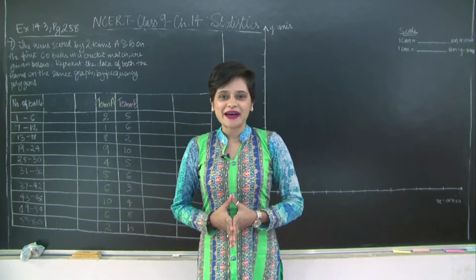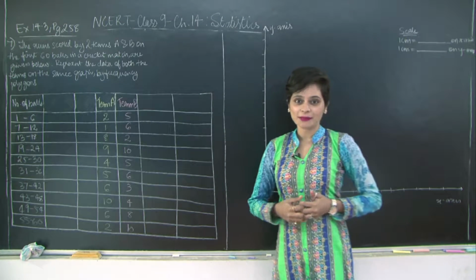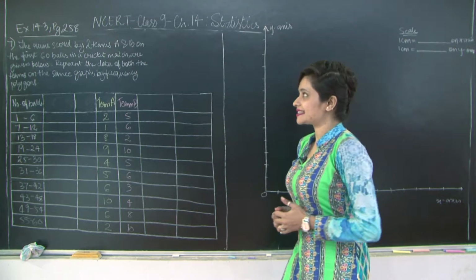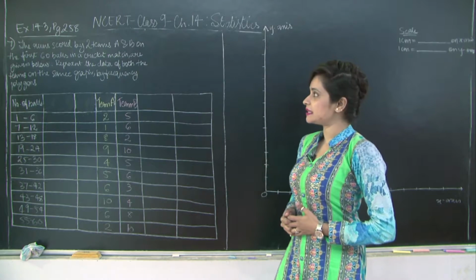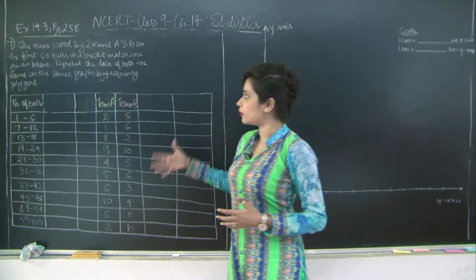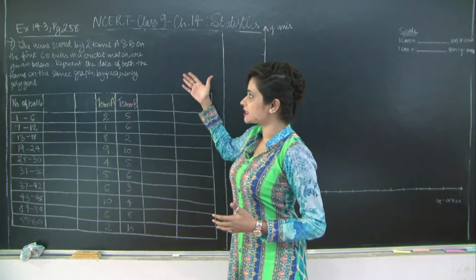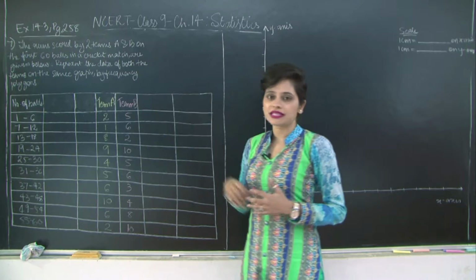Hello students, welcome back. Let us take a look at question number 7 of exercise 14.3, chapter 14, statistics. It states that the runs scored by two teams, team A and team B, on the first 60 balls in a cricket match are given below. You have to represent the data of both the teams on the same graph using frequency polygons.